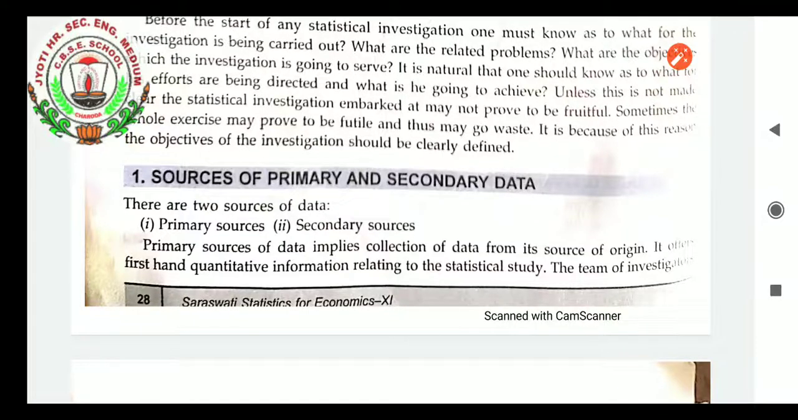Sources of primary and secondary data. On the above introduction, whatever we learned, now we can classify the data into two forms. One is primary and the other is secondary data. Or you can say the sources of data. There are two, primary and secondary.